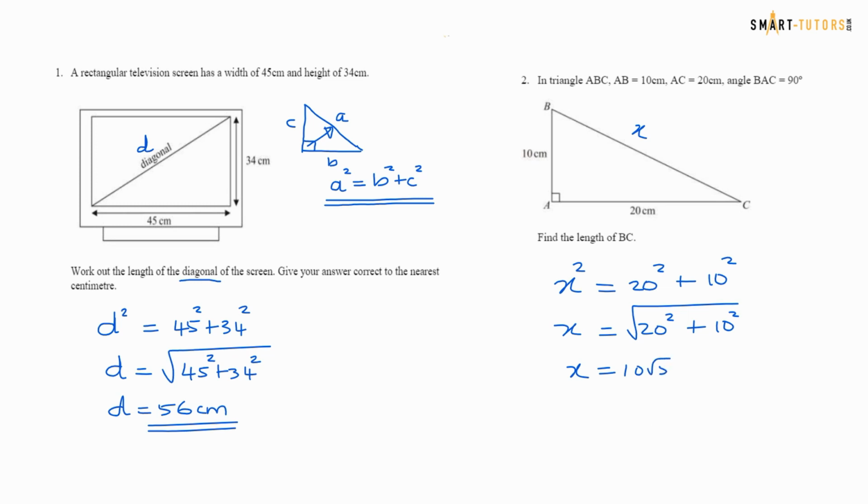You can leave it in surd form, or you can give the answer in decimal format if they ask for it. In this question, they didn't ask for it, so I'm going to leave it as it is, 10 root 5.